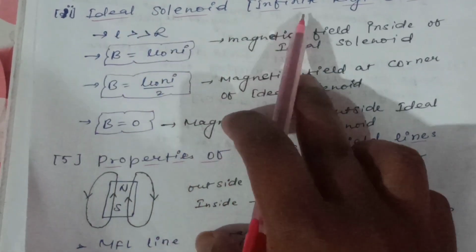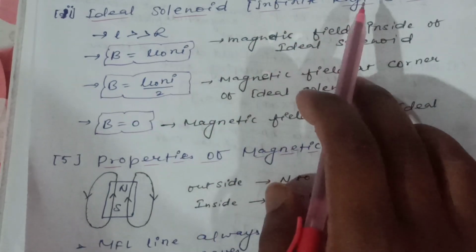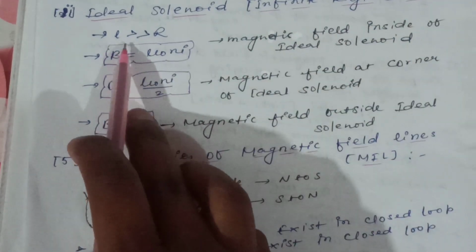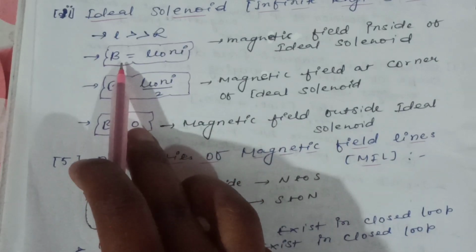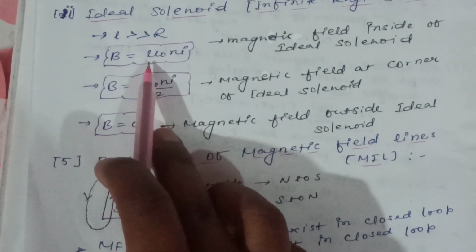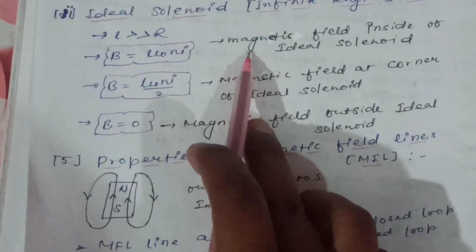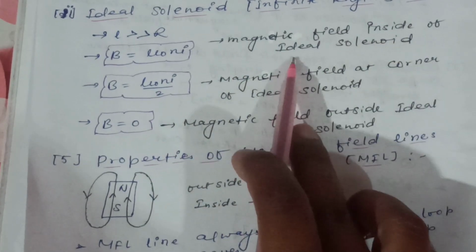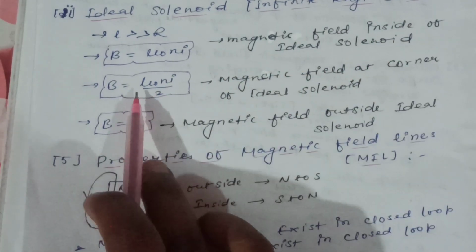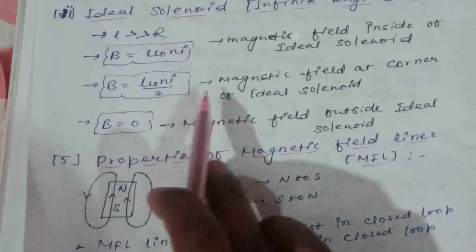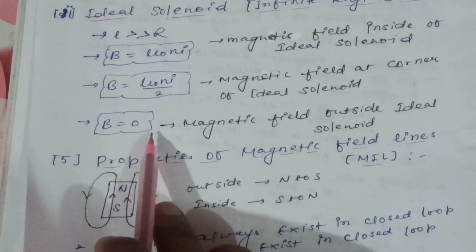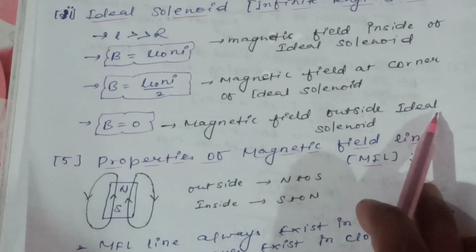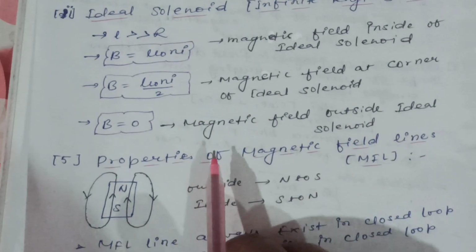Ideal solenoid, infinite length solenoid. L is greater than R, then B is equal to mu naught n I. Magnetic field at the end of an ideal solenoid: B is equal to mu naught n I upon 2. Magnetic field at the corner of an ideal solenoid: B is equal to 0. Magnetic field outside an ideal solenoid.